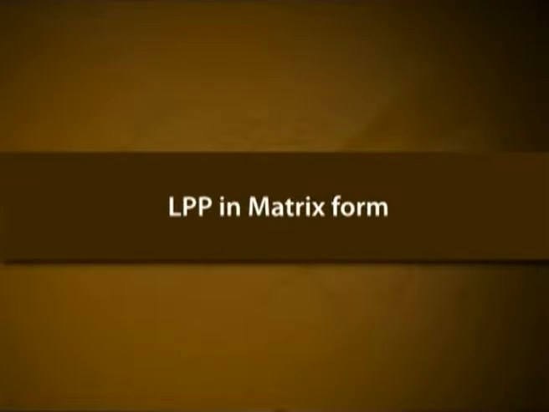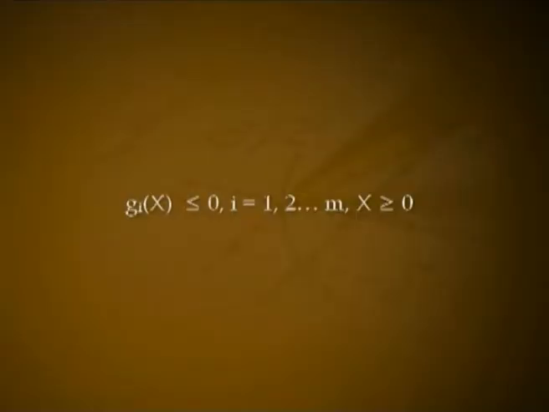LPP in matrix form. In general, a mathematical programming problem of optimizing f of x subject to the constraints gi of x less than or equal to 0 for i equal to 1, 2, etc., m, x greater than or equal to 0, when the function f of x and the constraints gi of x for i equal to 1, 2, etc., m all are linear, the problem is a linear programming problem, LPP.